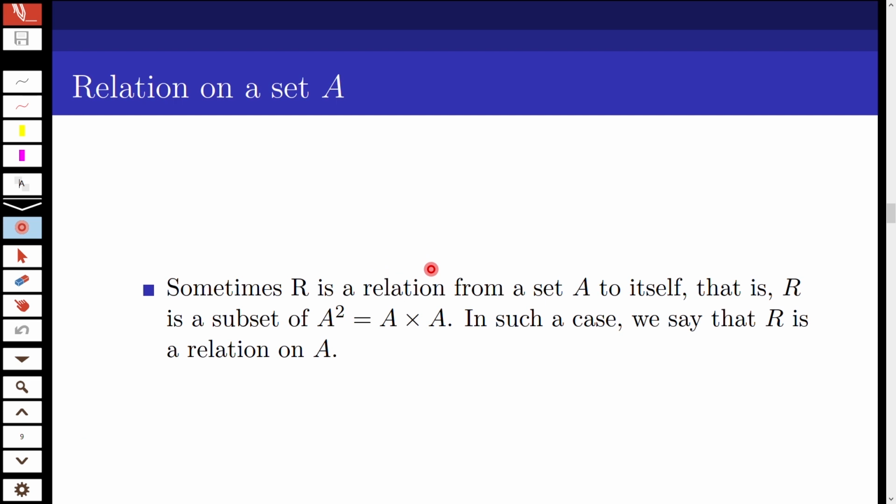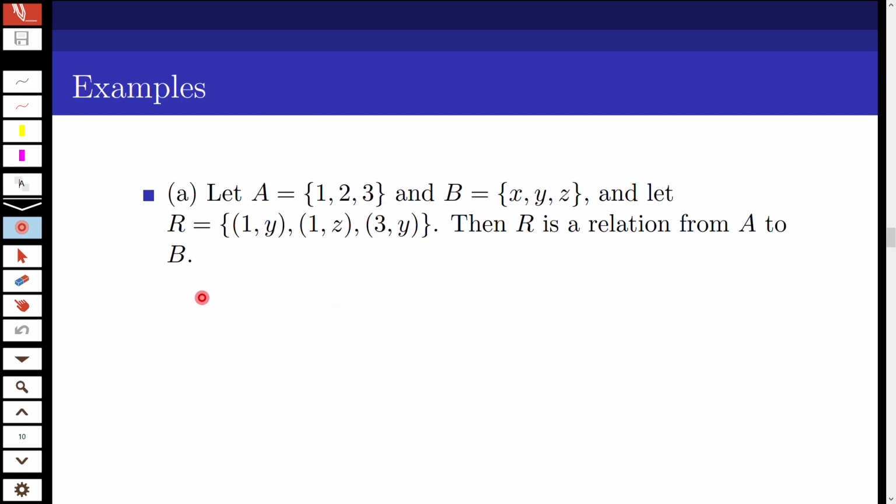Now, a relation on a set A. Sometimes R is a relation from a set A to itself. A relation from A to itself is called a relation on the set A. That is, R is a subset of A square, which is equal to A cross A. In such a case, we say that R is a relation on A.